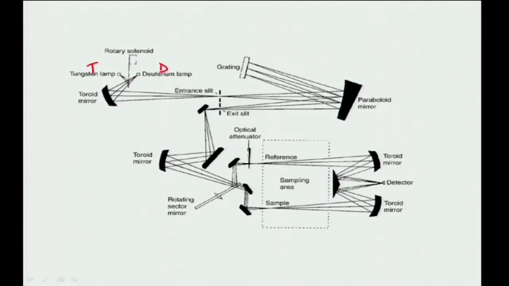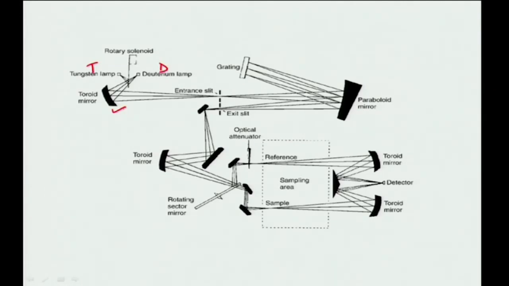Once the light comes out, the light has to be directed towards the sample. It is done by a mirror called a toroidal mirror. Do not worry about what a toroid is. The mirror is so chosen that you have the maximum amount of reflectance, or the maximum amount of light which is guided towards the sample cell. That is what you pick out.